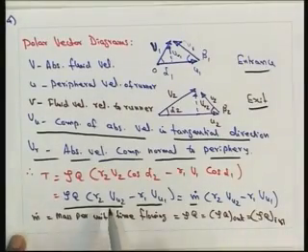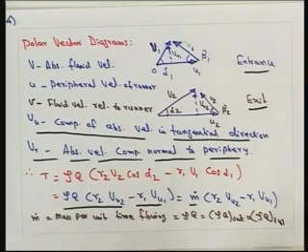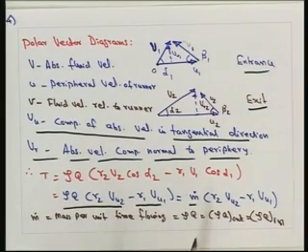So, finally, the torque on the fluid within the control volume we can write as T equal to rho Q into R2 V2 cos alpha 2 minus R1 V1 cos alpha 1, which is equal to rho Q into R2 VU2 minus R1 VU1.